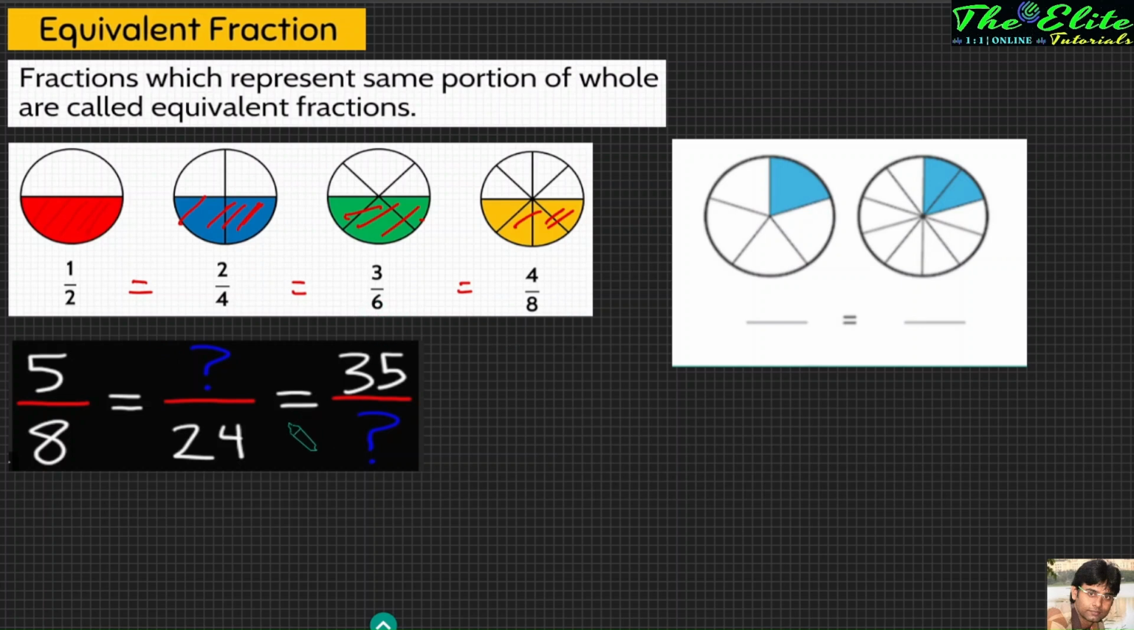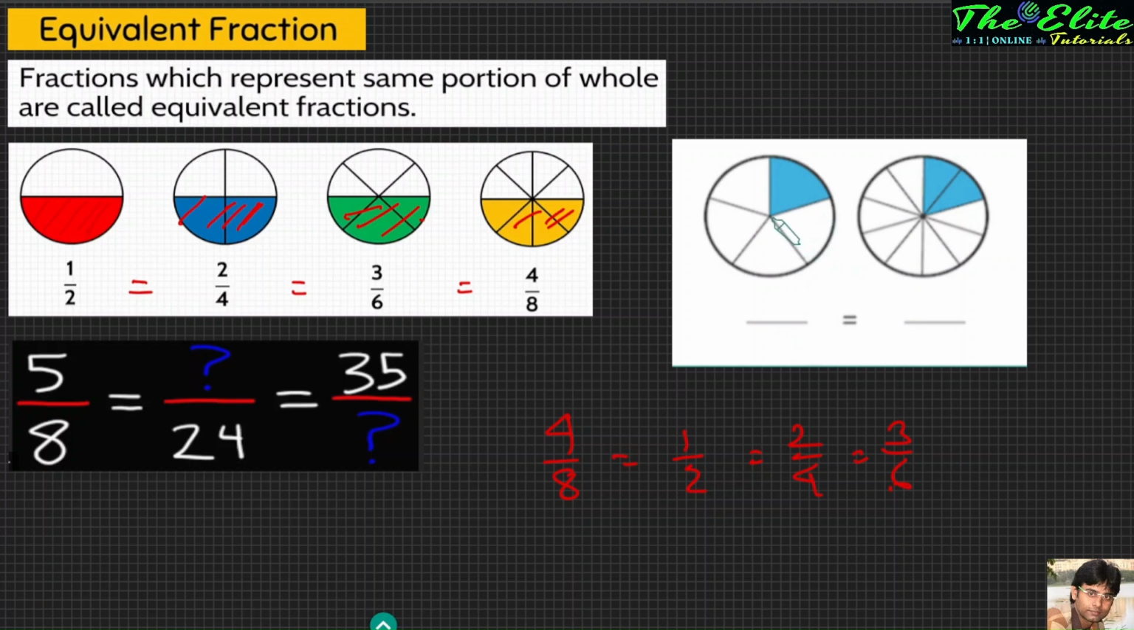So what happens in equivalent fractions? They represent the same portion of a whole. Okay. And value-wise, it never changes. I mean, 4 by 8 was nothing but 1 by 2. It was nothing but 2 by 4. And it was nothing but 3 by 6. Figures are different, you can see, in the numerators and denominators, but value-wise, it will be the same. So fractions having the same value with different figures in the denominator and numerator are known as equivalent fractions. For example, I have given you some questions.